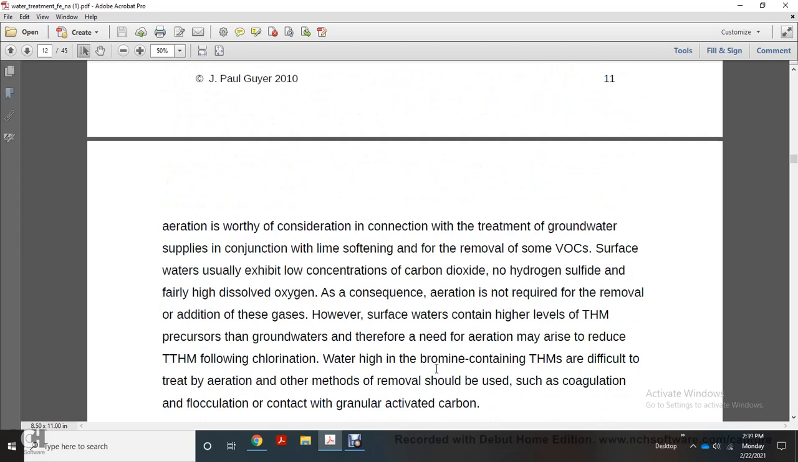Aeration is worthy of consideration for the treatment of groundwater supplies, in conjunction with lime softening and with the removal of volatile organic compounds.